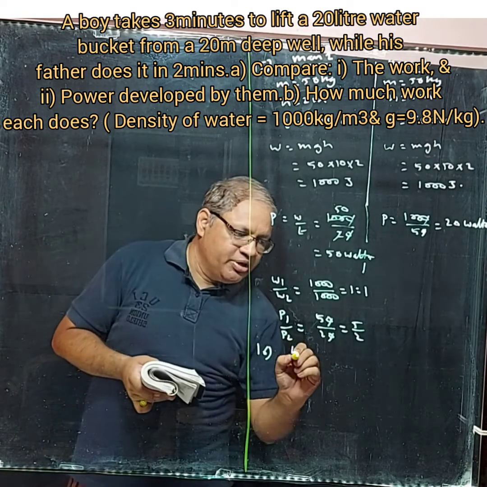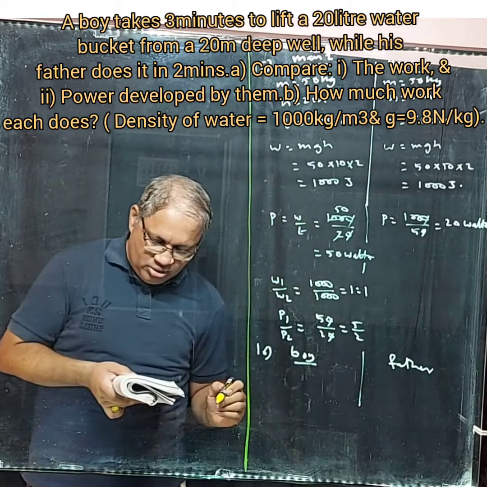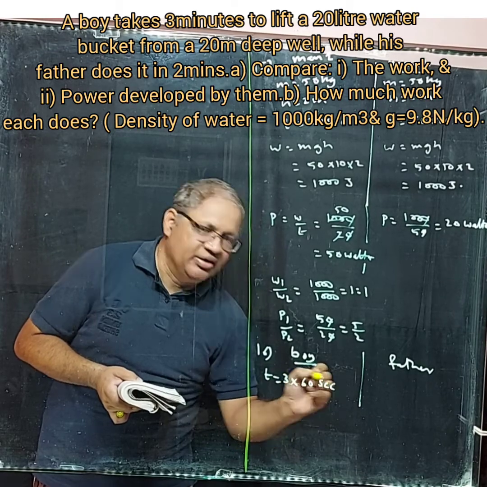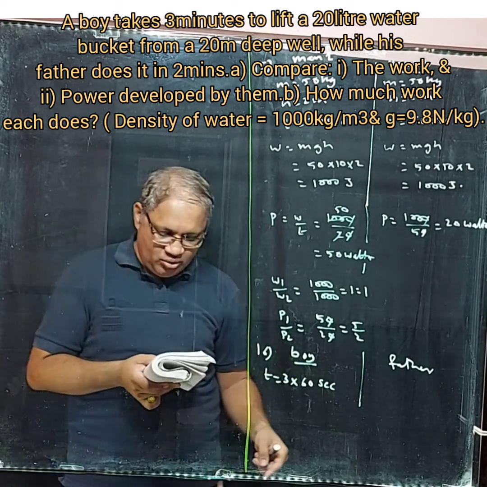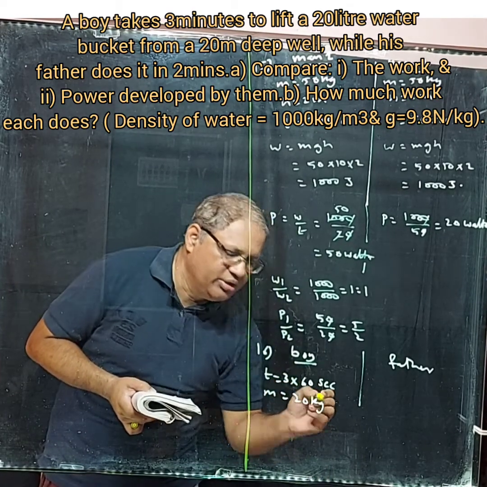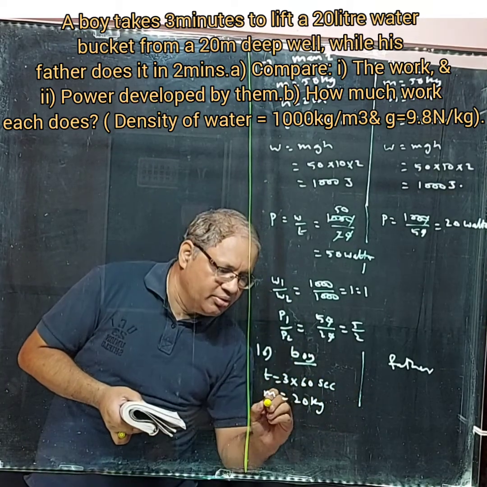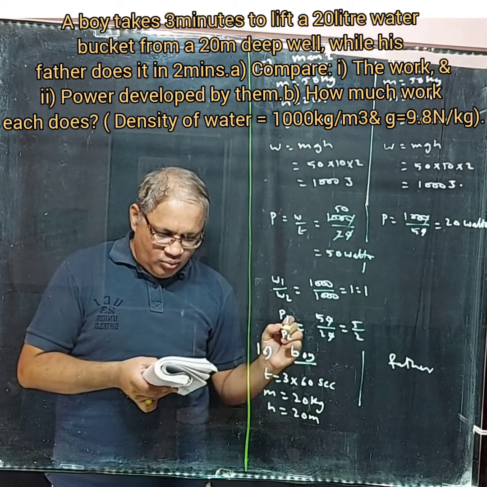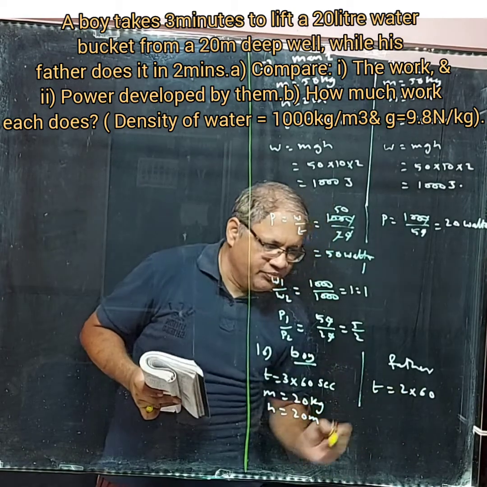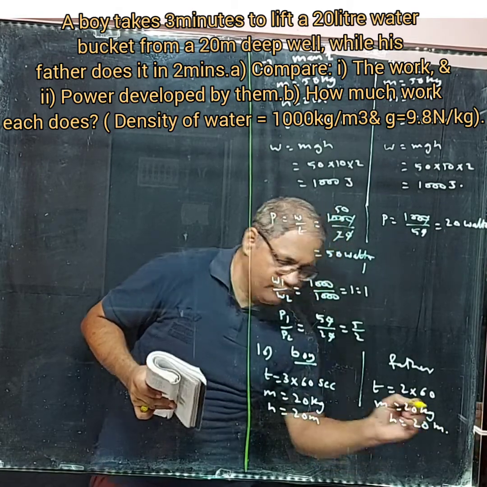So first we'll write the particulars about the boy, and then after that about the father. So time 3 minutes, 3 into 60 second. Just convert it immediately when you're writing the particulars. 20 liter water, so mass is 20 kg. I told you, whenever liter is given, just take it as kg. Height is 20 meter, while his father does it in 2 minutes. So time 2 into 60. Mass is the same and height is also the same.